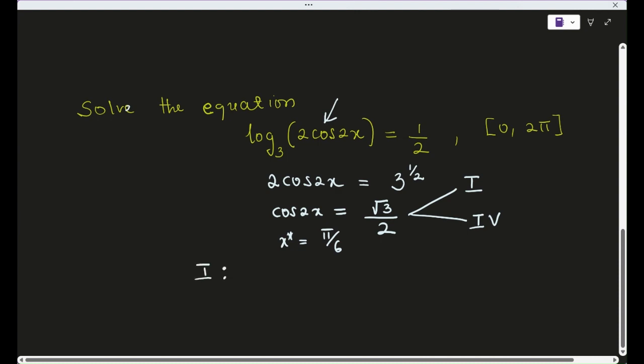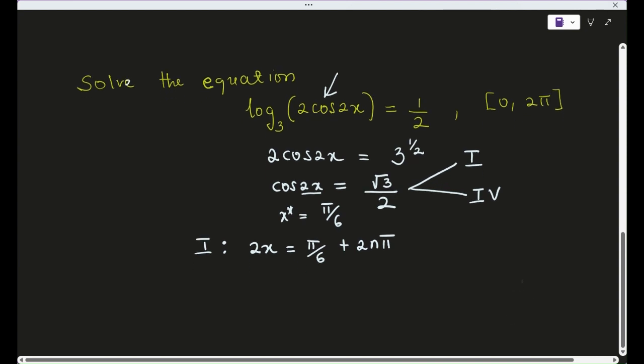All right. But now let's deal with when we are in the first quadrant. If we're in the first quadrant, we know our angle is going to be the same thing as our x star. But what is our angle here? In this case, it is 2x. So we'll have 2x equals pi by 6. Then we can add the general term, which is the coterminal, 2n pi, or the period, right?